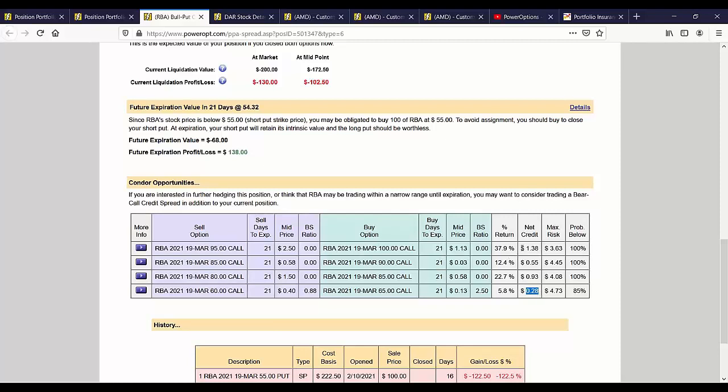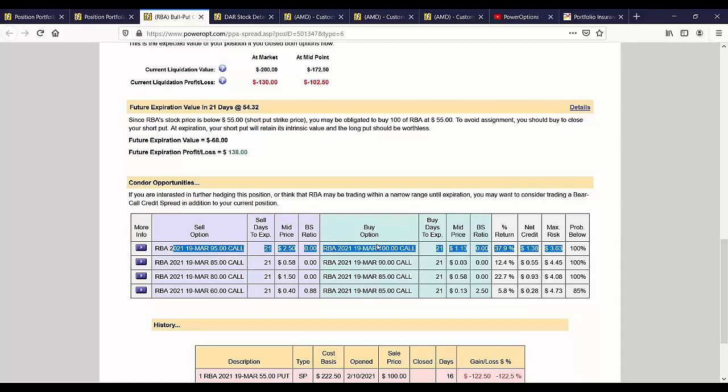Okay, I see why now. I'm going to have the programmer change this. This is inaccurate. Why am I saying it's inaccurate? These options up here, the 95 call, deep out of the money, have such a wide bid-ask spread, or it came through as errant end-of-day data, Roger.